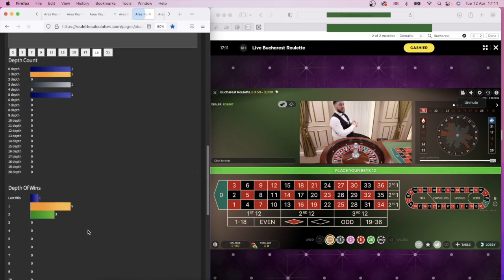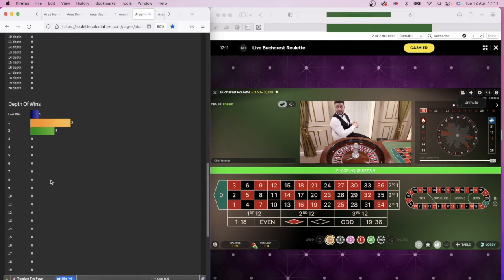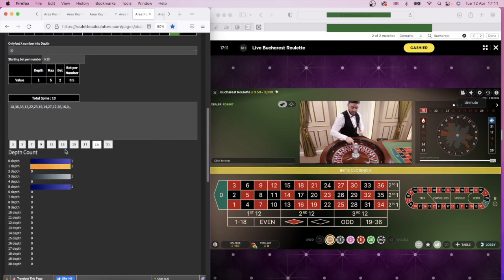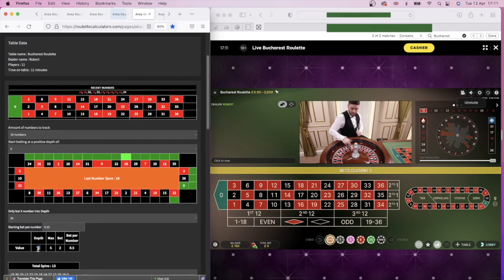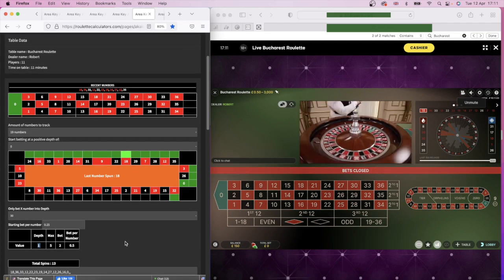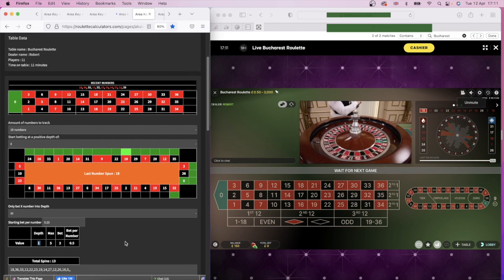So what I'll do, I might give this table a try. Just going to wait until that comes out at a depth of 0 again. So as soon as that goes to 0, I will go in for a bet. See what happens.